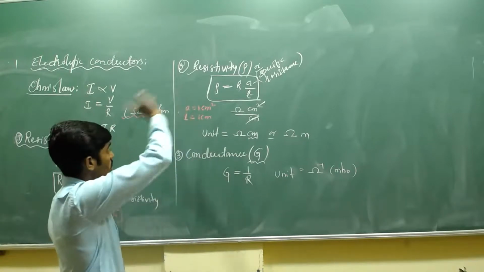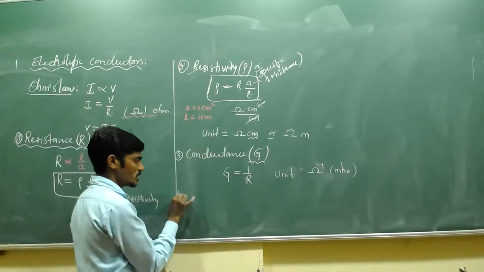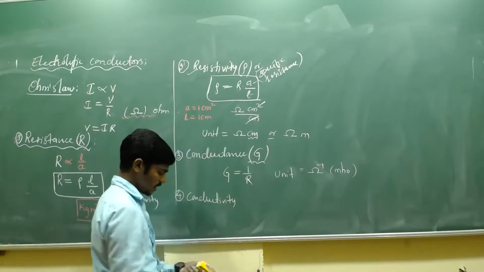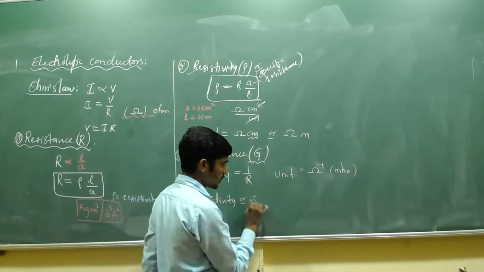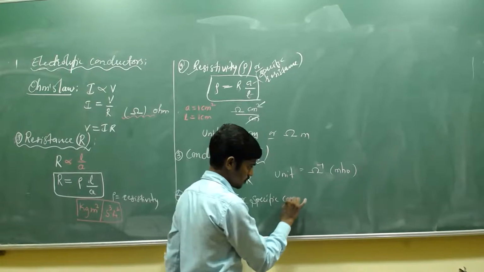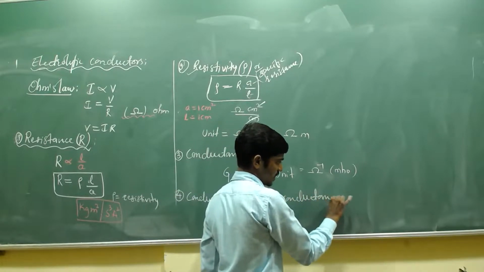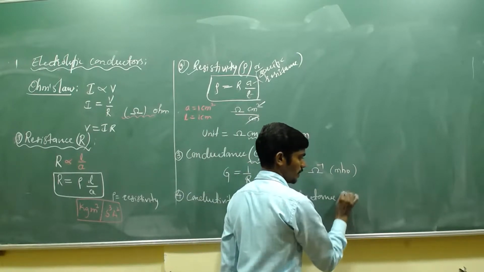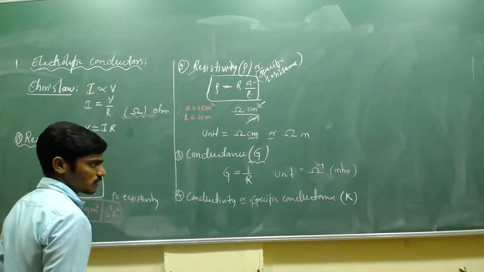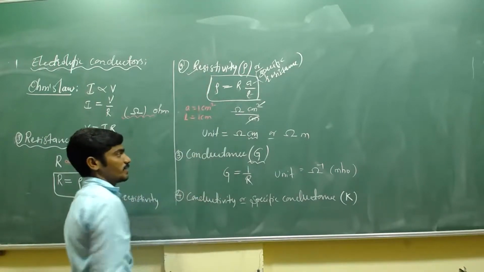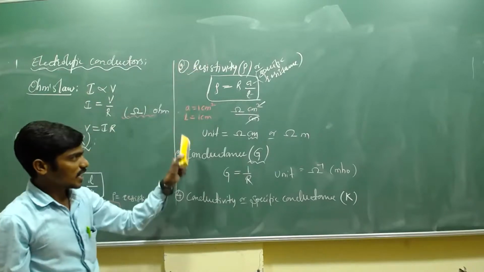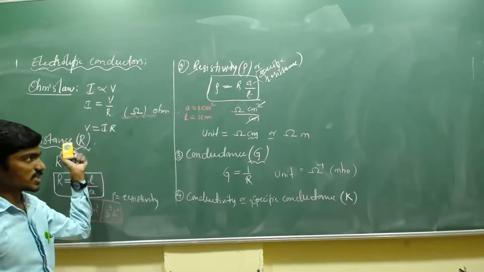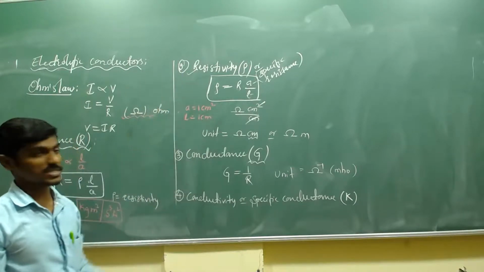Conductance, resistance, resistivity, conductance. Next is conductivity. Conductivity we can call specific conductance. Conductivity is represented by kappa, like a small k. So it is the inverse of resistivity. Resistance, resistivity, conductance, conductivity. Conductance is the inverse of resistance. Conductivity is the inverse of resistivity.